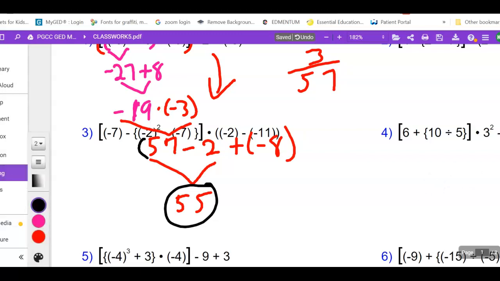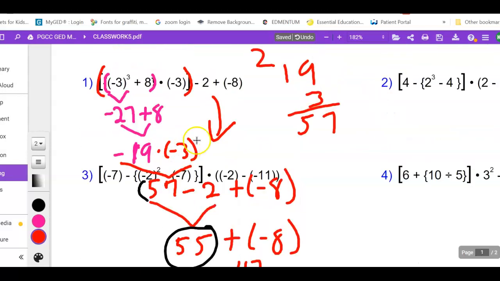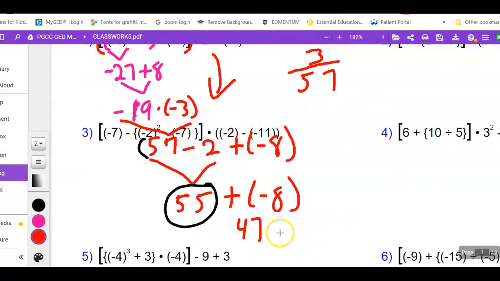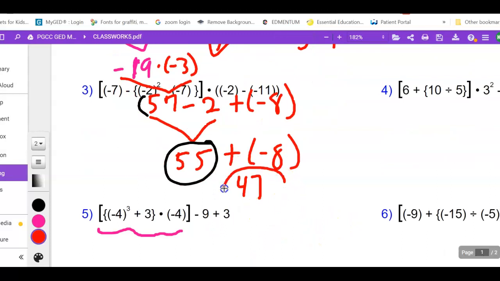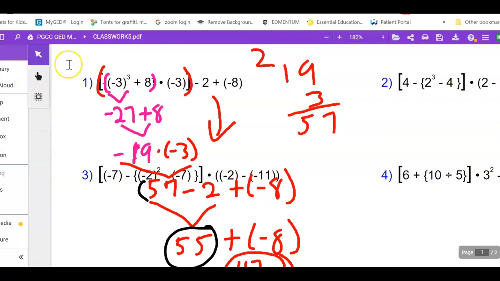There we go. So now that I have the 57 minus 2, 55, bring down my rest, which was a plus a negative 8. So remember your integer rules. You're going to subtract, keep the sign of the larger number, and this time 55 minus 8, 47. I'm going to have a positive 47. So that was everything that was in the parentheses, leaving us with the final answer of this part, a positive 47 for that first one. There it is. We'll do a few more.